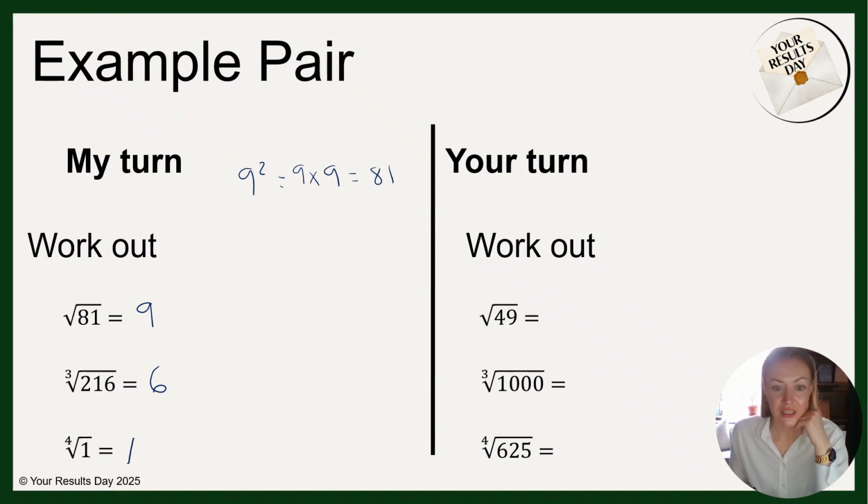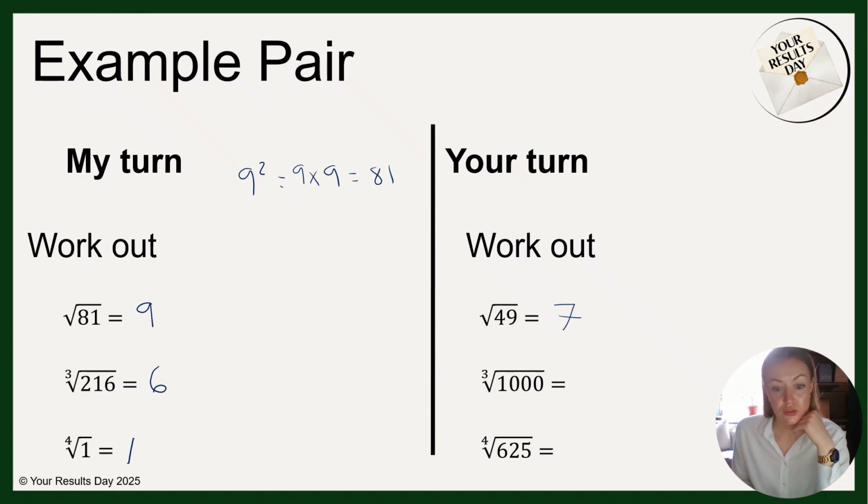So we have got the square root of 49. I know it's the square root because there isn't a number on the root. So that just means what do I times by itself to get 49? Knowing my square numbers here would be super helpful. That one is just 7.